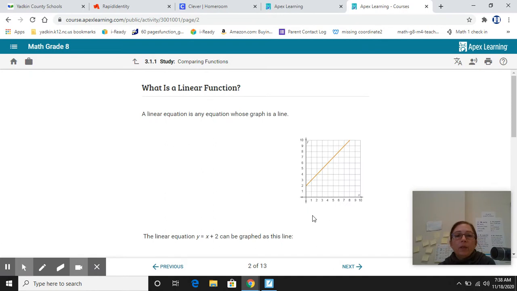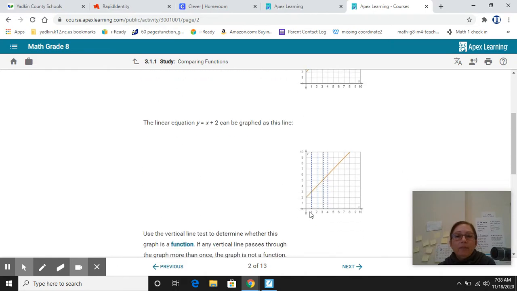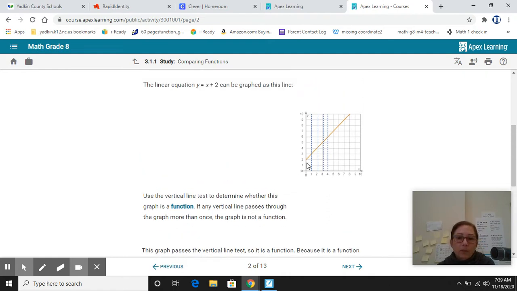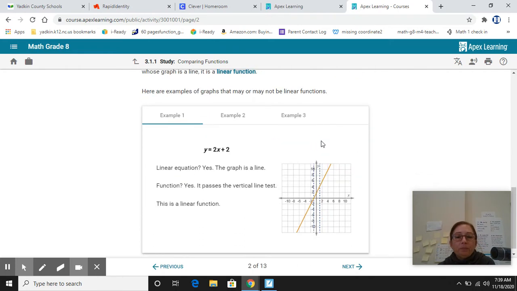Let's see, then go to page 2. A linear equation is any equation whose graph is a line. Linear means a line. And that can be graphed. Use the vertical line test to determine whether this graph is a function. If any vertical line passes through the graph more than once, it's not a function, and we've talked about that too. And here's the blue vertical lines going through this red line, showing you that each blue line only goes through this line once. No matter where you would put a vertical line on that graph, it only goes through once, so that line is a function.